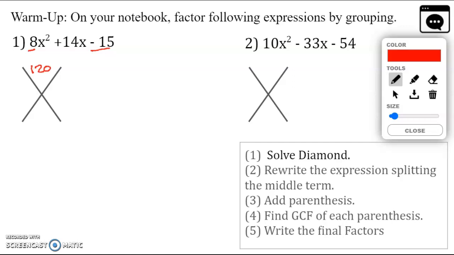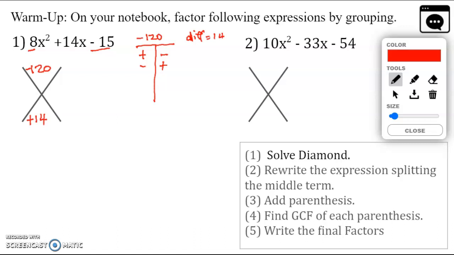Okay, and that's going to be negative, because 8 times negative 15 is negative 120, and then positive 14 is at the bottom. Now we're looking for two factors of negative 120. That means one's going to be positive, one's going to be negative. We don't know which one is going to be which. In this case, we are looking for the difference of the two numbers. The difference of the two numbers must be 14.